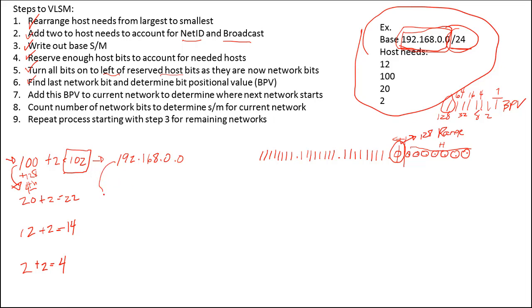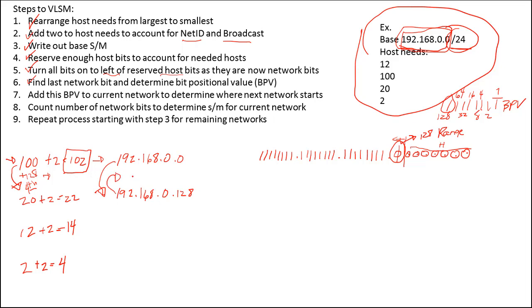Now we can figure out where the next network starts based on the bit positional value that we just found and the octet where it occurs. So we can just add that bit positional value on that particular octet to get to the next network. So 192.168.0.0 plus 128 tells me where the next network occurs.